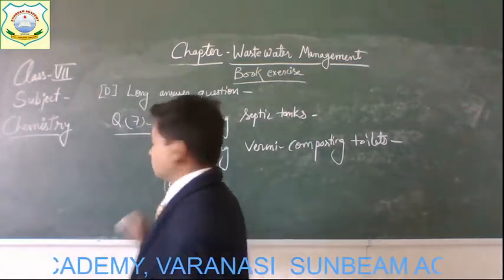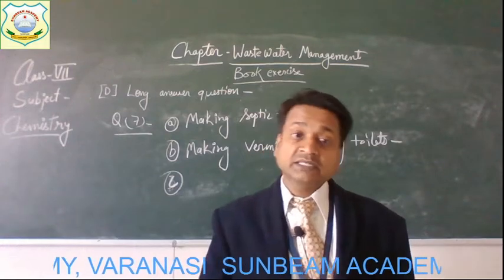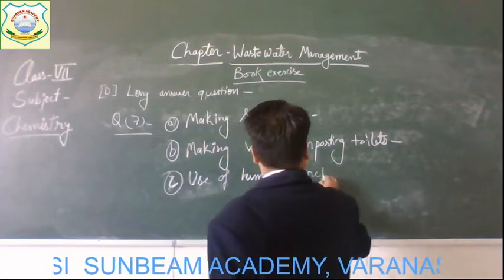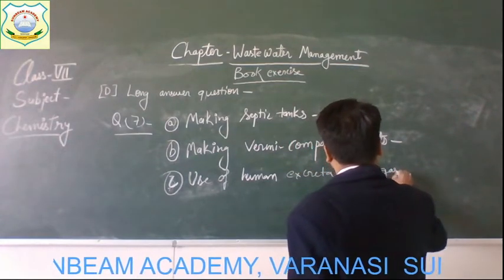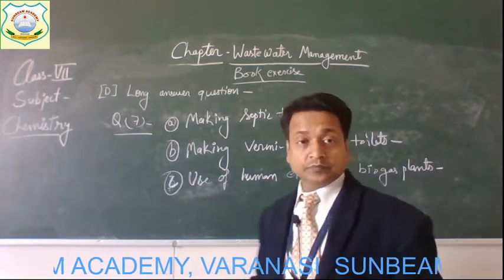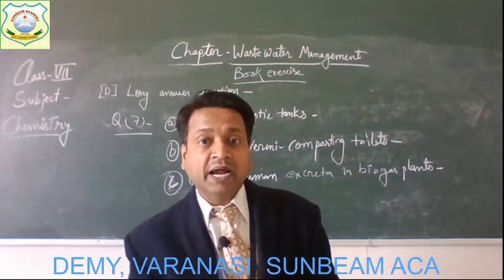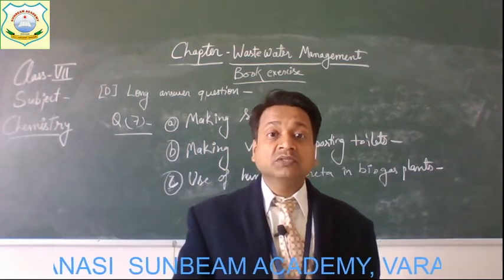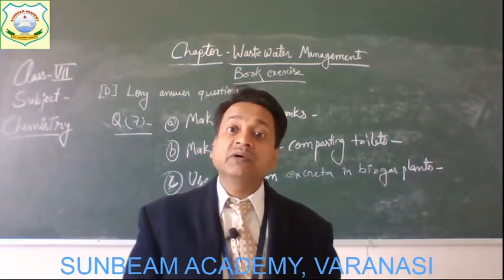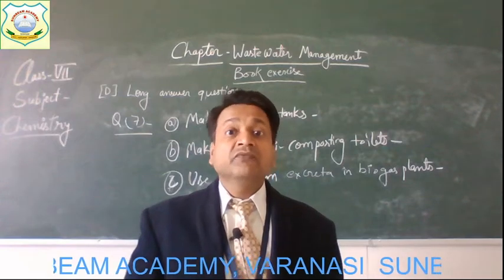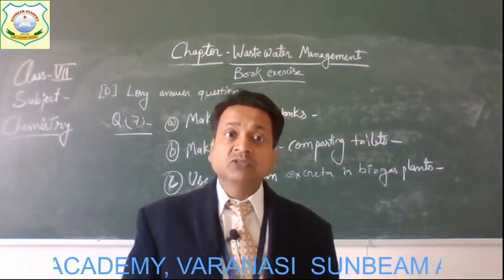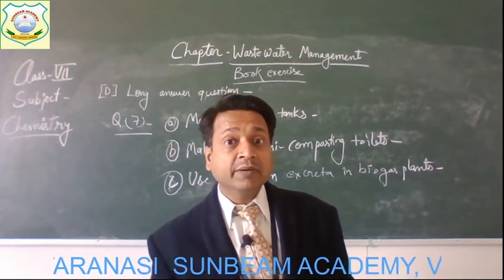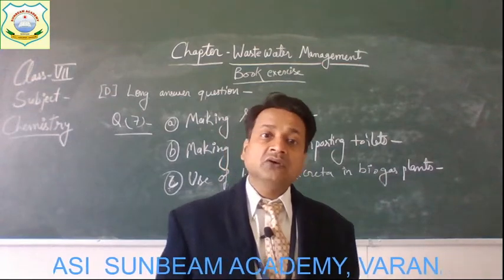This third one is the use of human excreta in biogas plants. In such biogas plants, the human excreta from the toilets in the homes travels directly to the biogas plants through covered drains and produces biogas, which is used as a fuel. Alright children, so these are the three different ways that we can use if a proper sewage treatment plant is not available.